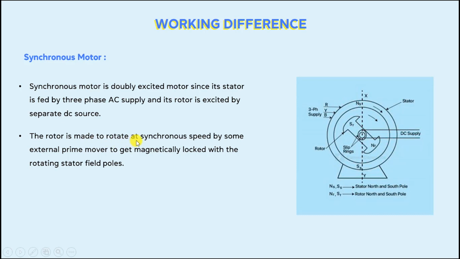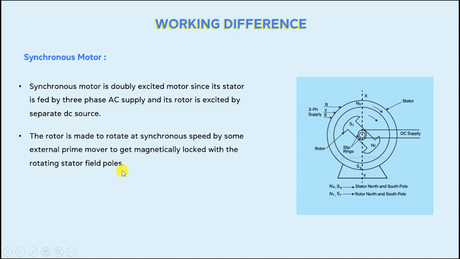The rotor is made to rotate at synchronous speed by some external prime mover to get magnetically locked with the rotating stator field poles. As we know, a synchronous motor runs at a specific, constant speed. So in order to rotate the rotor at synchronous speed, it is rotated by some external prime mover in order to get magnetically locked with the rotating stator field poles.